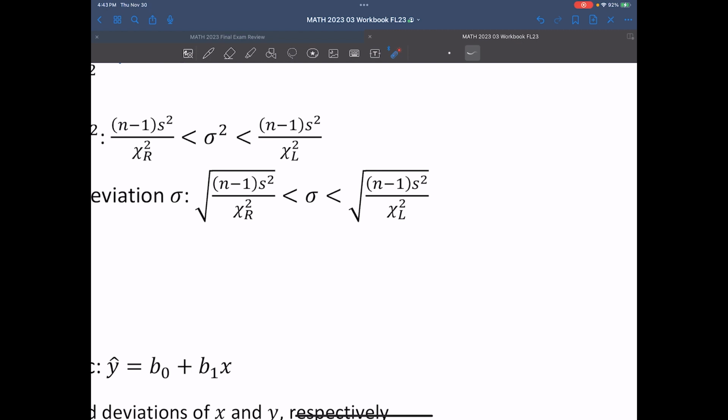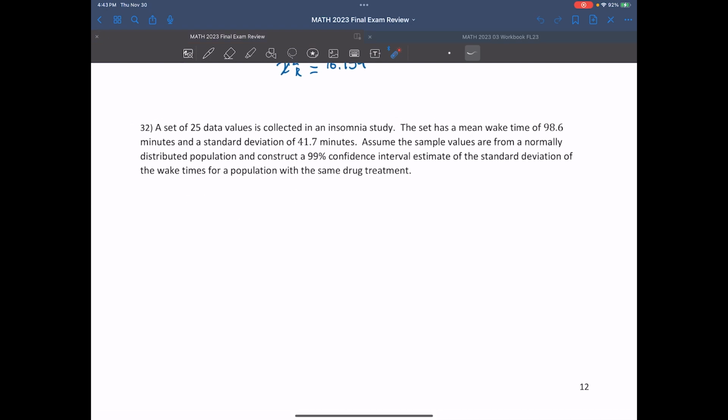All right, let's see what we have. A set of n equal to 25 data values. We also need s. Here we don't need the mean, but we do need the standard deviation. So s is equal to 41.7 minutes. And we have a 99% confidence level. This is what we're going to use to get our chi-squared values.